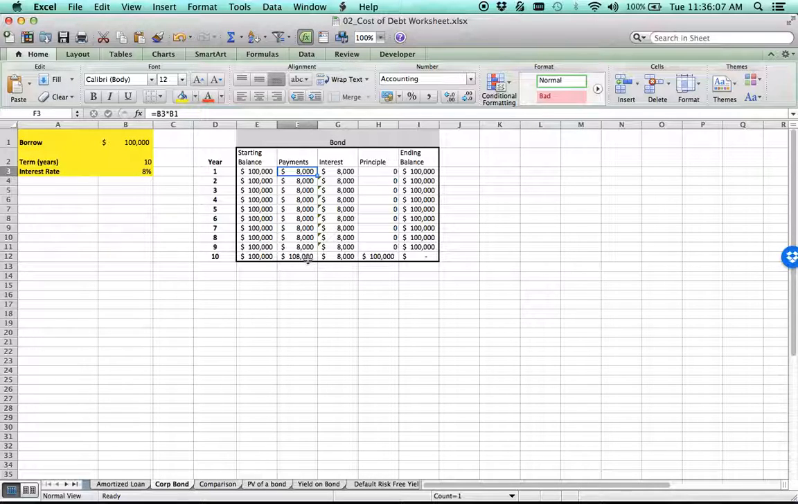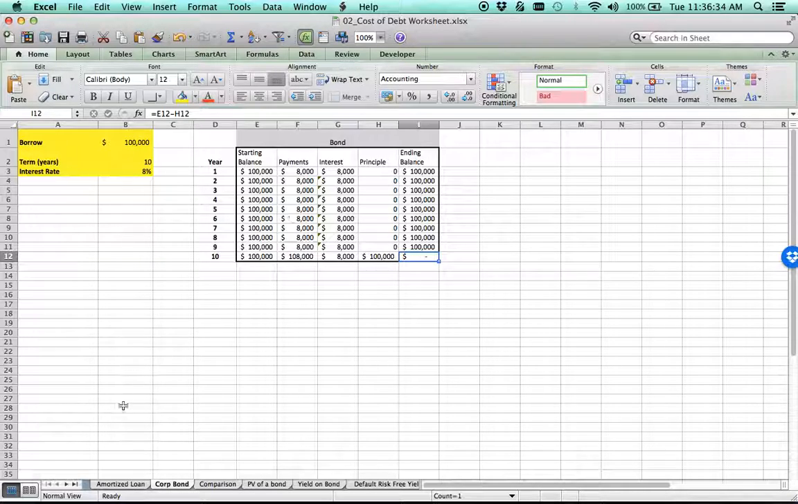$8,000 of it is interest. The other $100,000 is the principal. And so you can kind of see how that adds up. And so at the end, they've paid the interest throughout, but none of the principal. And they make that last principal payment at the end to pay everything off. So it is that balloon type of payment that we were talking about before. Okay, and that's sort of a typical corporate bond.